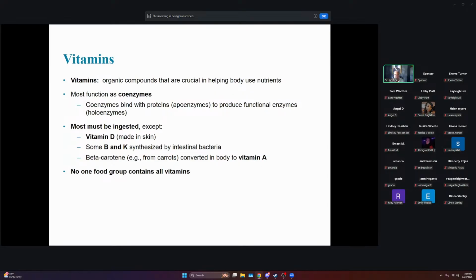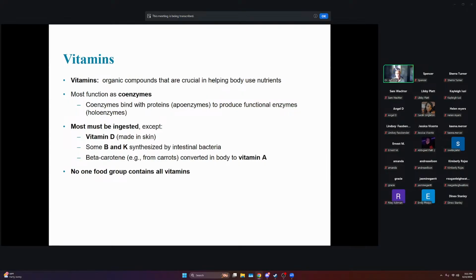They're organic in nature. They combine with our macromolecules, those carbohydrates, proteins, and lipids, in order to be more effectively utilized or absorbed. Vitamins work as coenzymes, meaning that they bind with other macromolecules like proteins, for example, to make them functional.